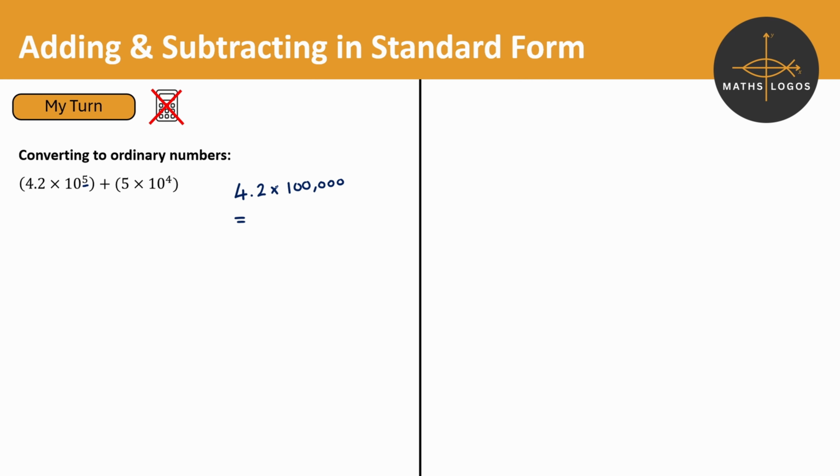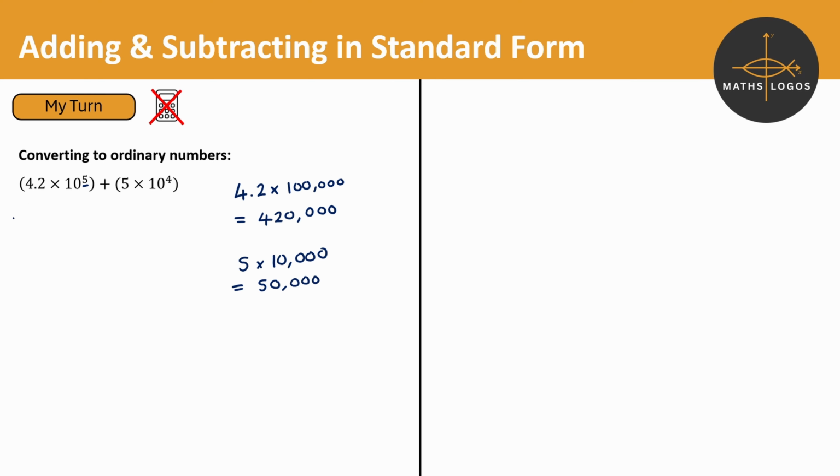4.2 multiplied by 100,000. Well, just use your common sense. 4 multiplied by 100,000 is 400,000. That means my answer is 420,000. Let's do the same thing with 5 multiplied by 10 to the 4. Well, 10 to the 4 has 4 zeros, so that's 10,000. And 5 lots of 10,000 is 50,000.